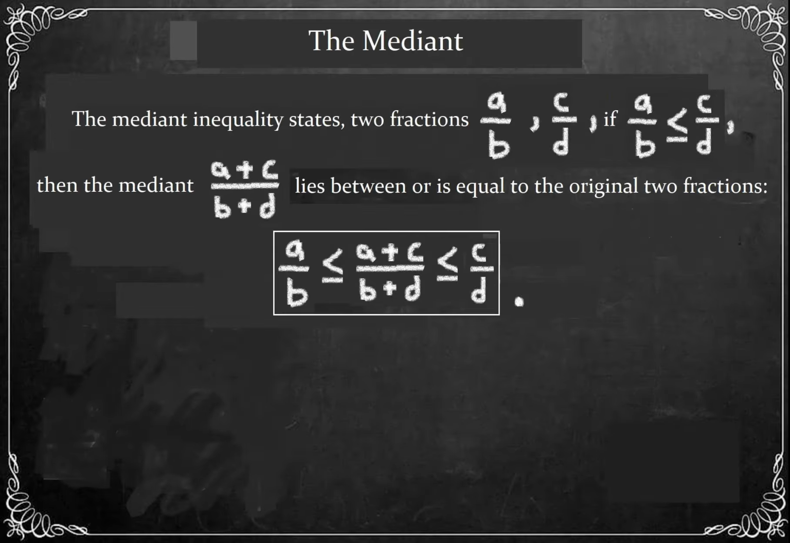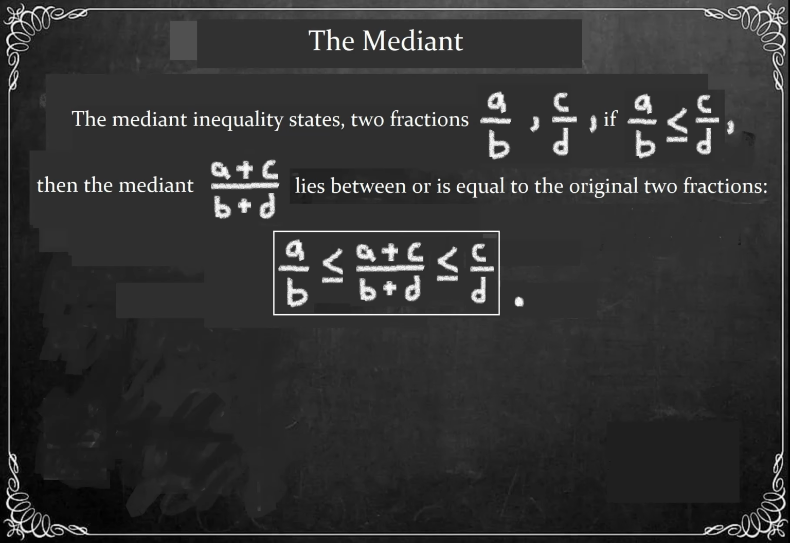Next, finding the mediant is similar to finding the median, doing a process to find a fraction in between two fractions. But the process and the general rule is slightly different. We'll do a proof, then do an example. So the mediant inequality states, for two fractions a over b and c over d, if a over b is less than or equal to c over d, then the mediant a plus c over b plus d lies in between or is equal to the original two fractions. In notation, the white box, the general rule, the mediant always lies in between the two original fractions.